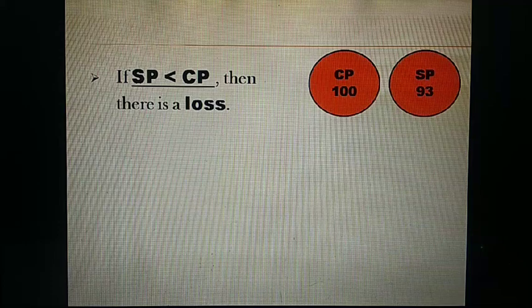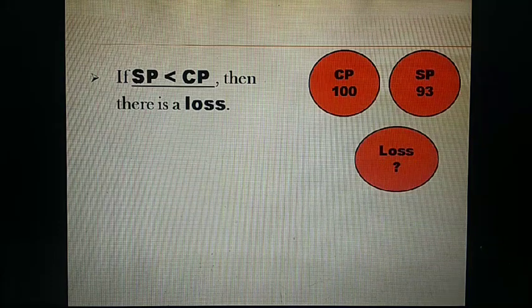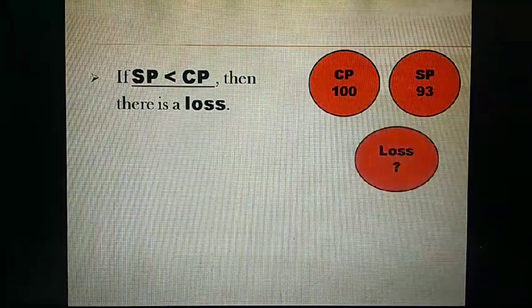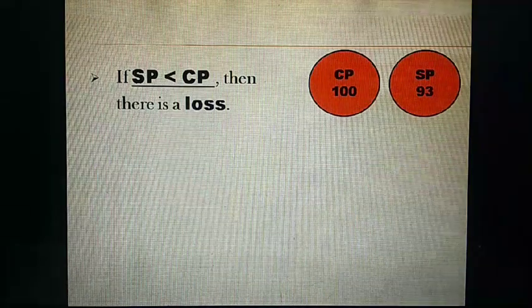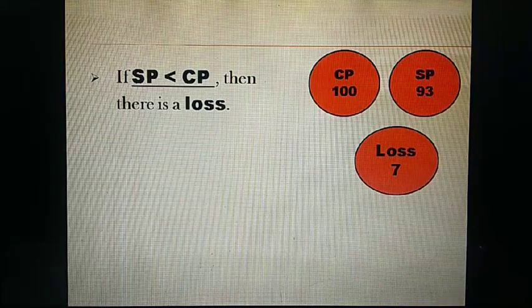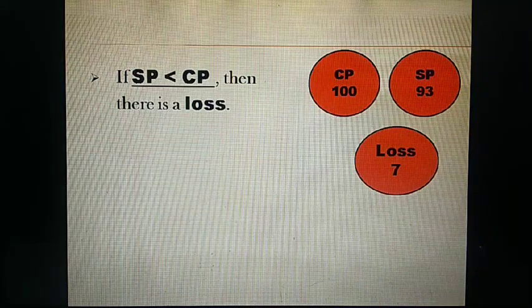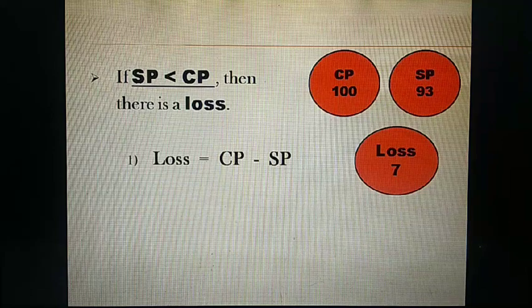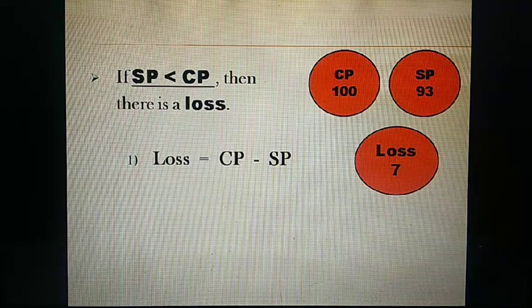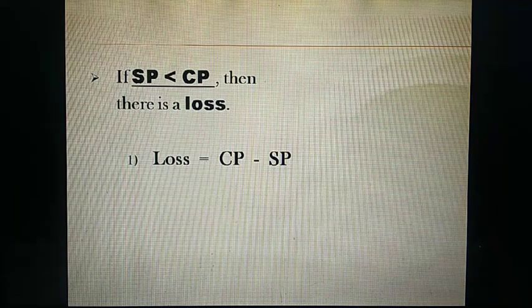And we are supposed to find the loss. How will you find this loss? Or what is the value of the loss here? Yes, it's 7. There's a loss of 7 rupees, which means we can find loss by subtracting selling price from cost price. So the formula for loss is CP minus SP.